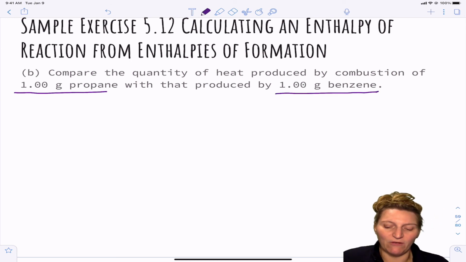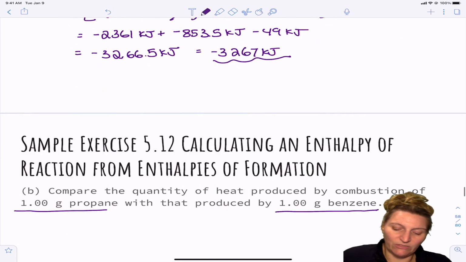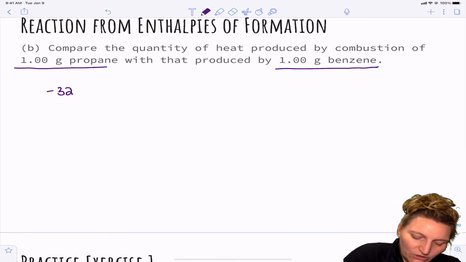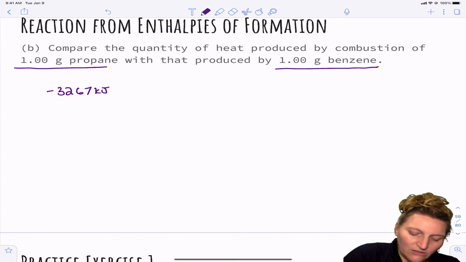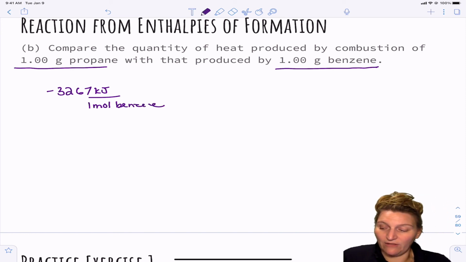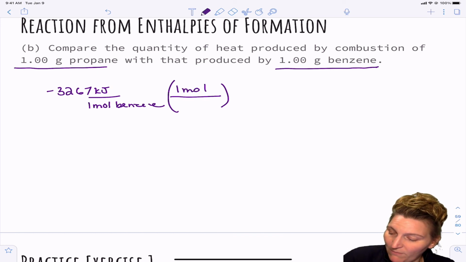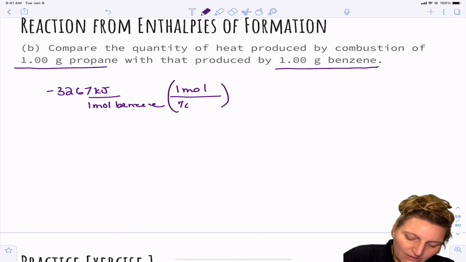B says compare the quantity of heat produced for the combustion of 1 gram of propane with that produced by 1 gram of benzene. So this is a little different. We are going to have to take some data that we have and convert it, because this number, negative 3267 kilojoules, is for every 1 mole of that benzene. So if I need to convert that to kilojoules per gram, I would need to do 1 mole of benzene, and the molar mass for benzene is 78.108.